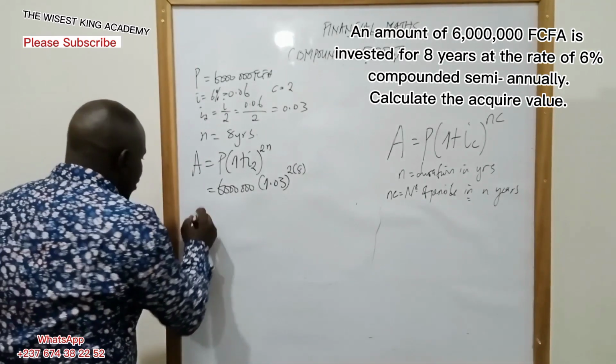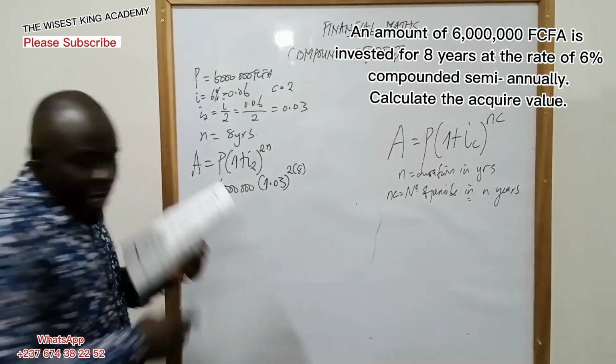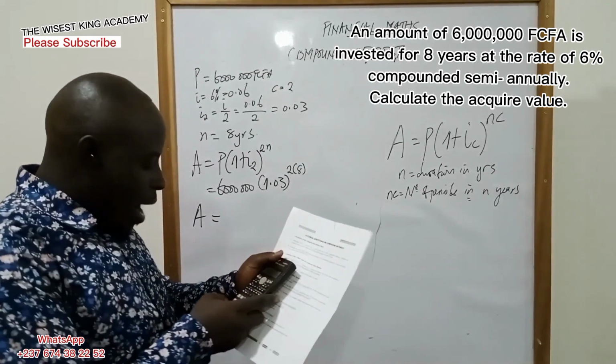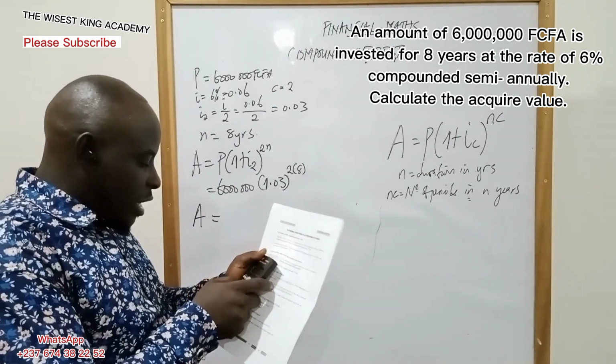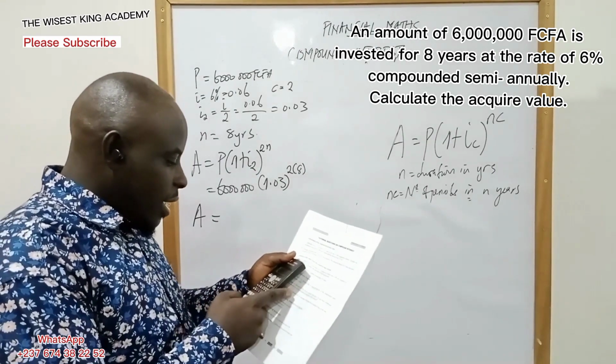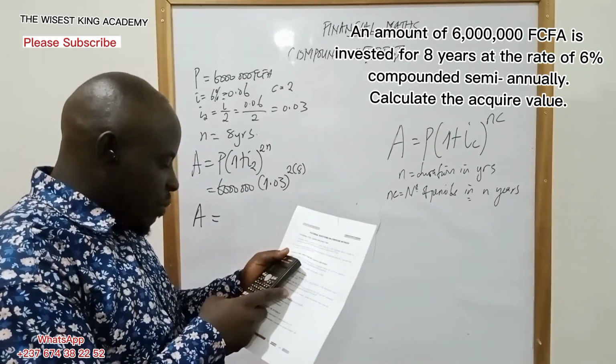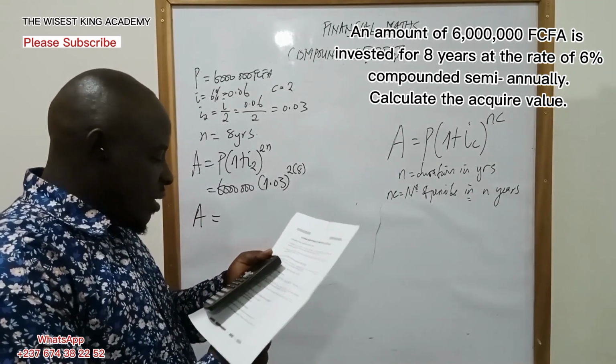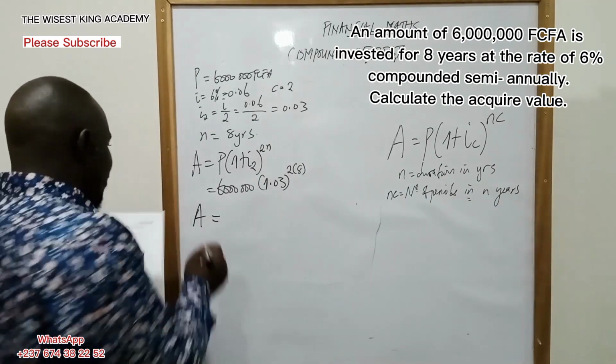So let's calculate the acquired value. Calculator. 1.03 raised to the power 16, times 6 million. So that would be 9,628,000.